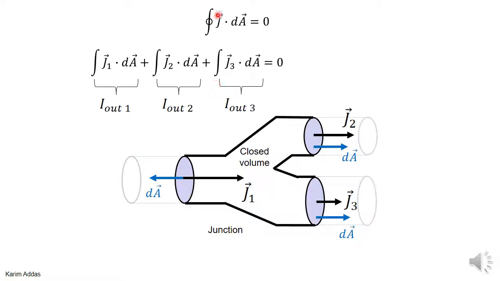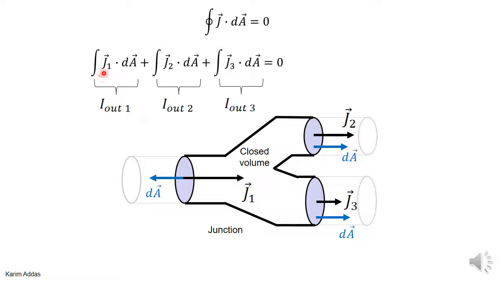So let's look. Well, the only places where the charges are going through the surface of the closed volume are on this surface and on this surface and on this surface. So you have three terms for this. There's no charge going through this part, the actual wire surface. It's only going through this area, and this area. So the integration of j1 dot dA is the current going out over here. The integration of j2 dot dA is the current going out over here. The integration of j3 dot dA is the current going through here.